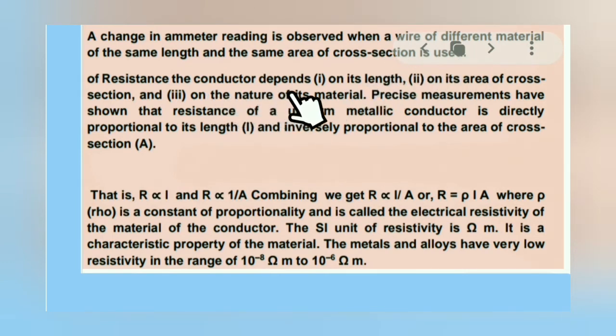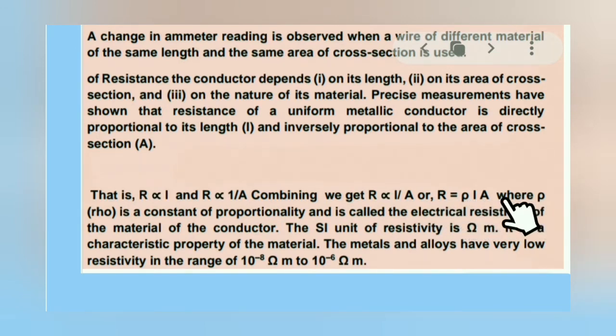Resistance of a conductor depends on its length, on its area of cross section, and on the nature of its material. Precise measurements have shown that the resistance of a uniform metallic conductor is directly proportional to its length and inversely proportional to its area of cross section. That is, R is proportional to L and R is proportional to 1/A. When we combine these two, R is proportional to L/A. That is, R = ρL/A.